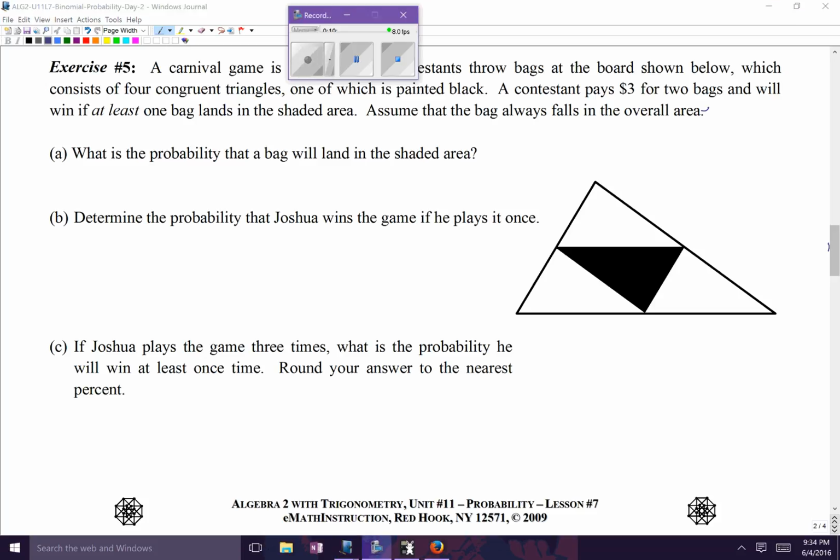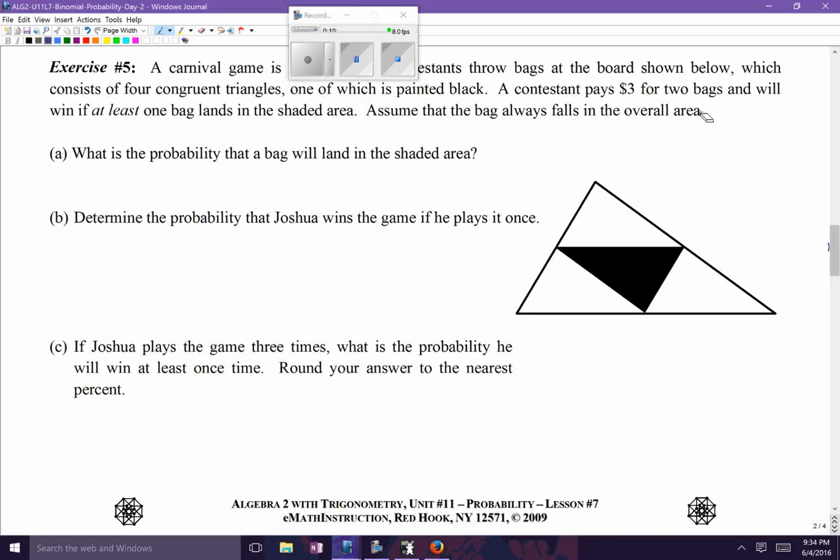Okay, what is the probability that a bag will land in the shaded area? Well, I see 4 triangles. I am successful when it hits the shaded triangle, so there is 1 shaded region out of 4 possible regions. So the probability that a bag will land in the shaded region is 1/4. Determine the probability that Joshua wins the game if he plays it once.